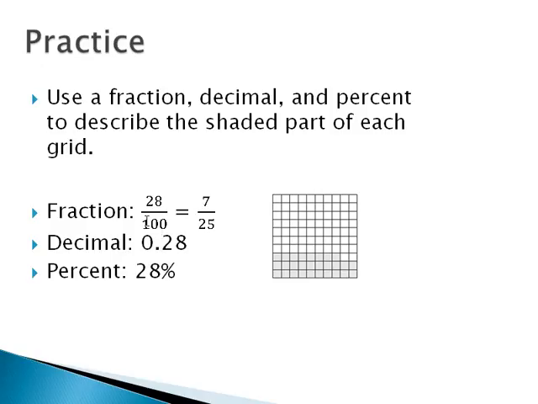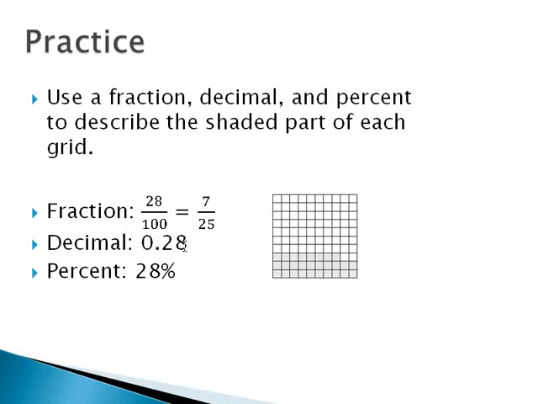But something useful about having a fraction with a denominator of 10, 100, or 1,000 is that it's very easy to convert into a decimal. 28 hundredths, the decimal, is 0.28. And now when we want to convert it into a percent, don't forget that 28 hundredths means 28 per 100, or 28%. So if you have a fraction with a denominator of 100, your percent is just the numerator.